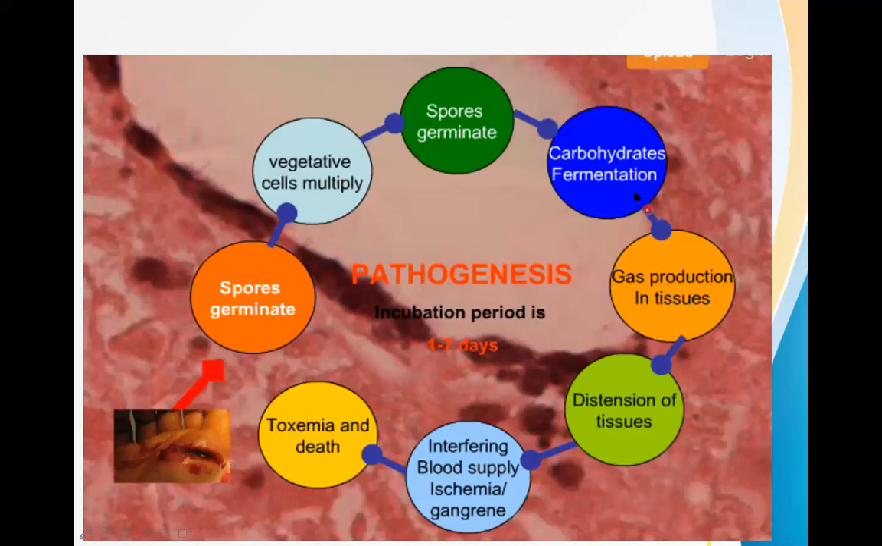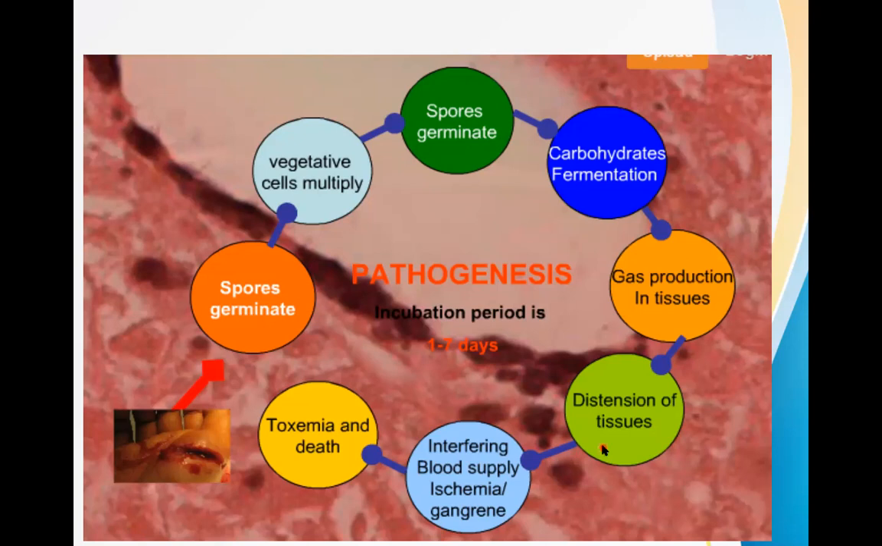After that, there is fermentation of the carbohydrate. That is a special function of this organism. Formation of the gases, like hydrogen sulfide, carbon dioxide, and nitrogen. These are the main gases there. After that, the collection of the gases inside the tissue will distend those tissues. So if it is inside the muscle, there is swelling of the muscle. If it is a subcutaneous tissue, there is a collection of the gases there, and when we palpate or feel that area, it feels like there is a crackling sensation or a crepitus-like feeling.